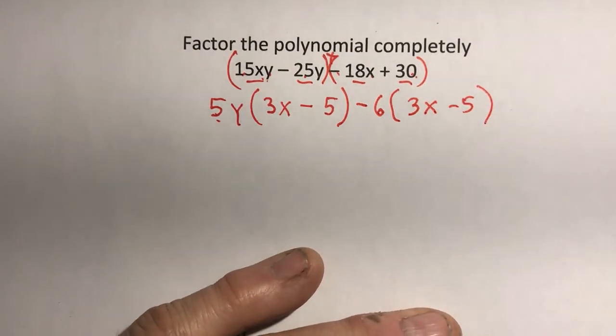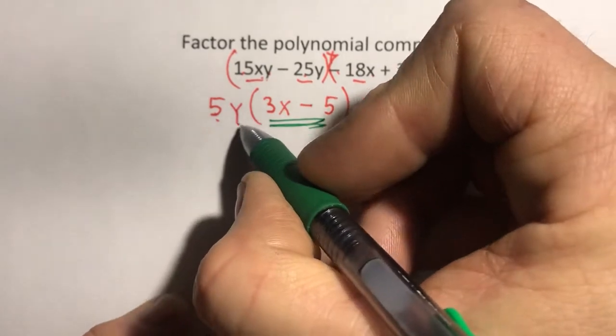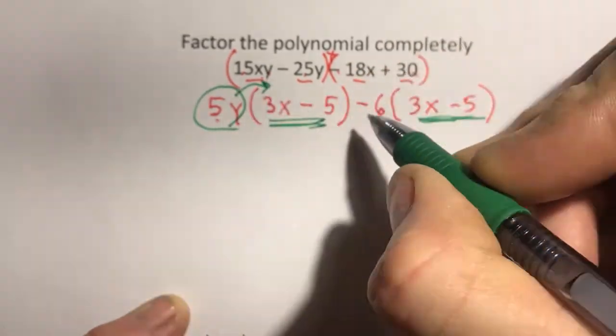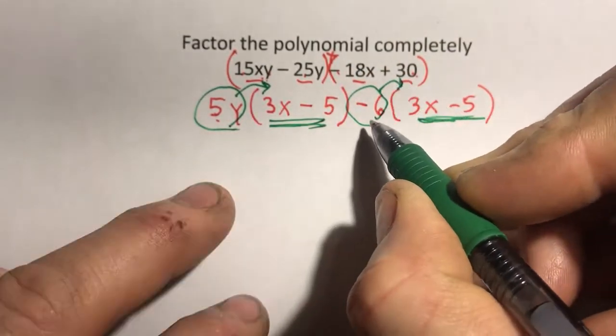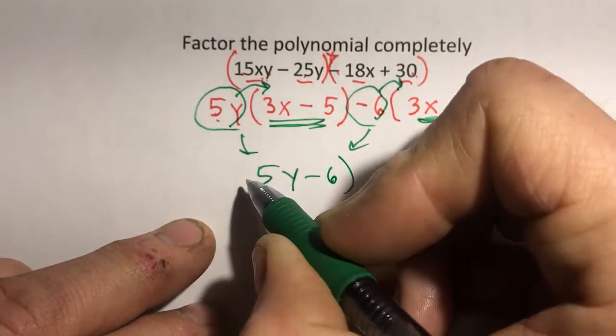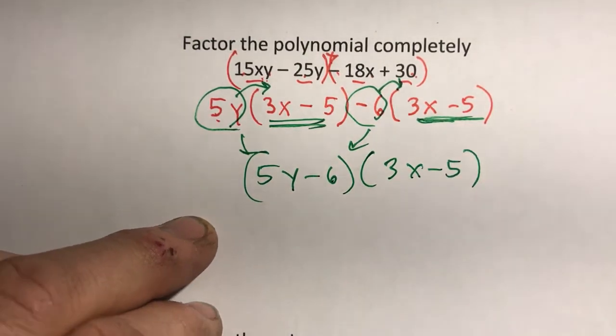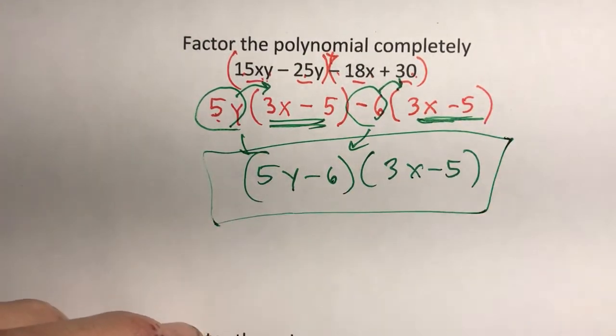And there we go. And again, lo and behold, these two right here match, which means I have 5y times it, and I have negative 6 times it. So these two can go together. 5y minus 6, both of those, times the 3x minus 5. And there we go. There's my factoring.